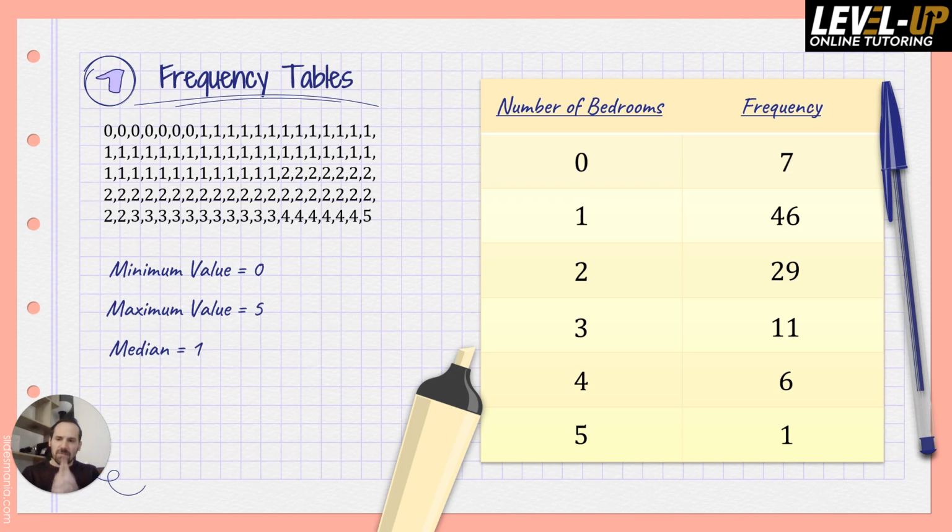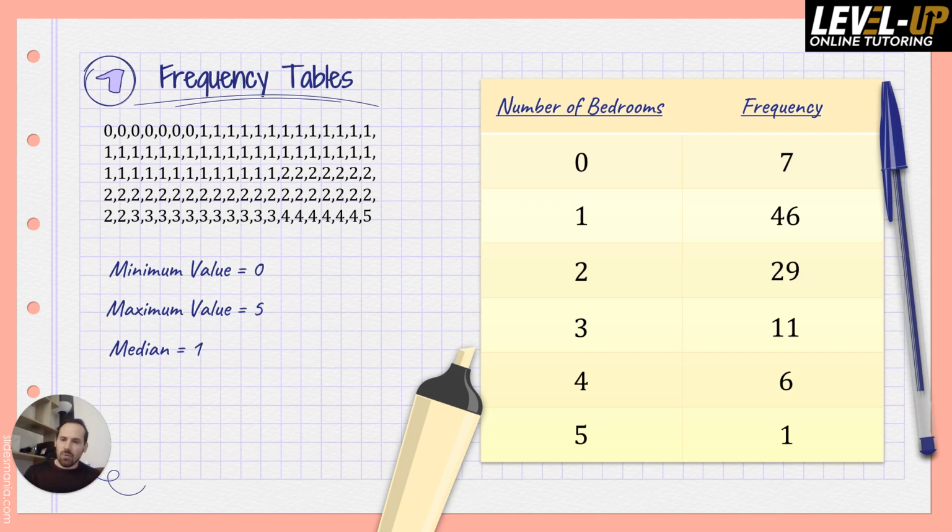So if we've got these in order, so 0, 0, 0, 0, 0, then 1, 1, 1, 1, 1, and so on, we find where is the 50th data point. You don't really want to go through all that data. If we look at the actual frequency table itself, we see 7 is 0, and by the time we get to the end of category 1, 1 bedroom, that's then going to have been a total of 53 data points. So we can see that the 50th data point is going to be in category 1, 1 bedroom. Therefore, the median is going to be 1.